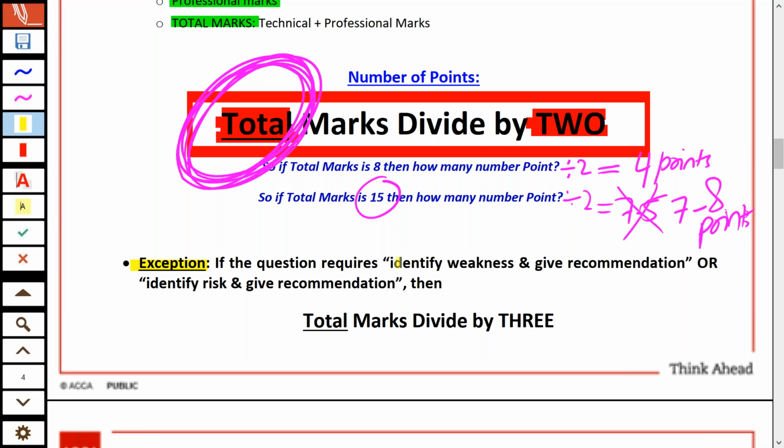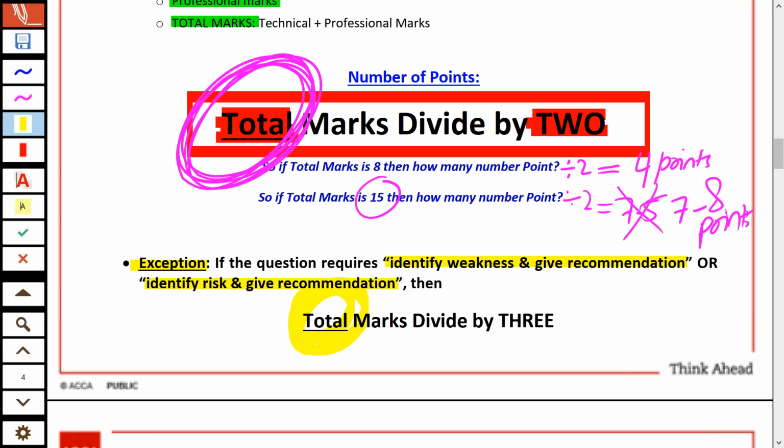Sometimes there is a question which says identify weakness and give recommendation. So they would ask you to identify a weakness, and not only identify, but then they also want you to suggest a recommendation. So they're asking 2 things: identify weakness and then give a recommendation. Similarly, they can also ask something like this for risks: identify the main risks and give recommendation. So whenever they ask you for a recommendation, that means that's an extra work, right? That's a little bit extra.